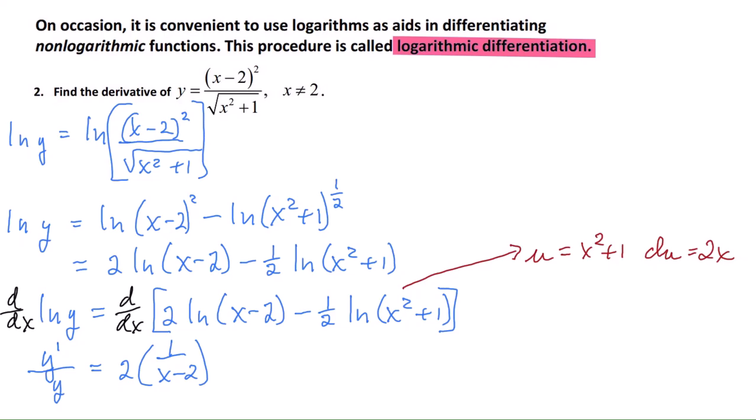On the right-hand side, I'm taking the first term inside the brackets, so 2 times the natural log of x minus 2. The derivative of that is 2 times 1 divided by x minus 2. The second term gives me this. I know du is 2x, so that's why it's over the x squared plus 1 in the denominator. I can cross out my 2's, which gives me this.